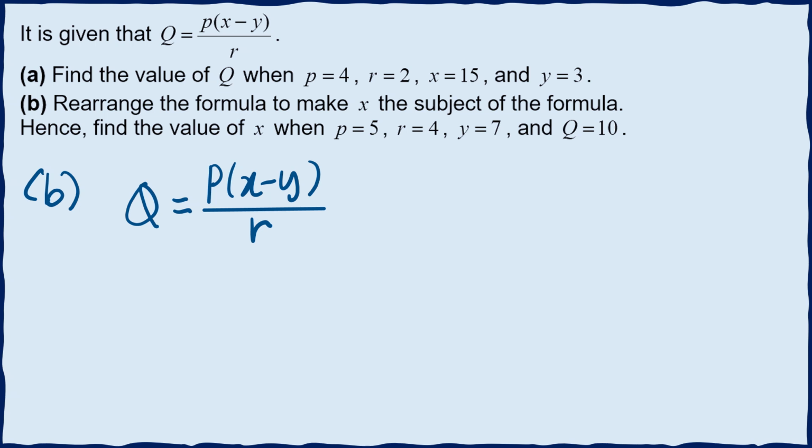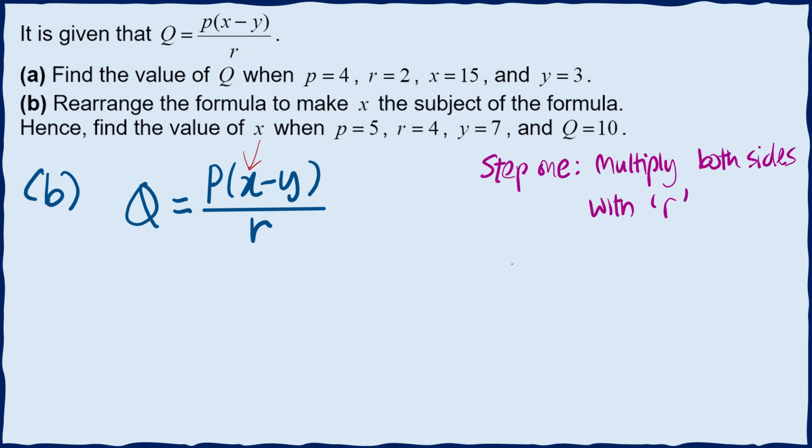For part B, we need to rearrange the formula to make X the subject. And this is not difficult, since after doing so many questions on making the subject of a formula, you should have no problem doing it now. Right, so what is step number 1? Yes, I think I heard you saying multiply both sides with the letter R, because we need to get rid of this guy here.